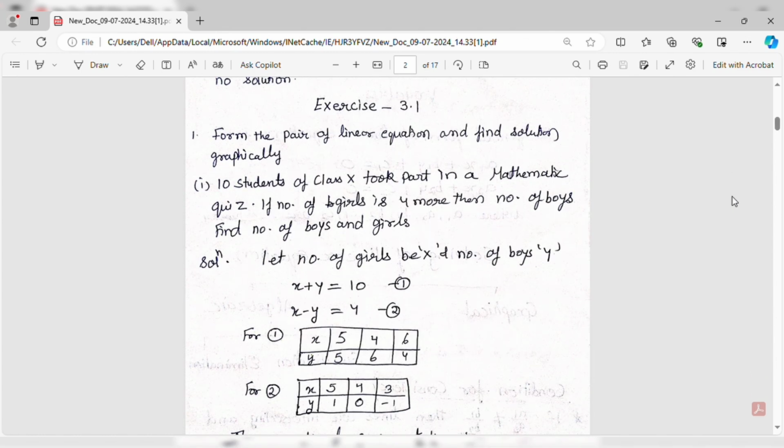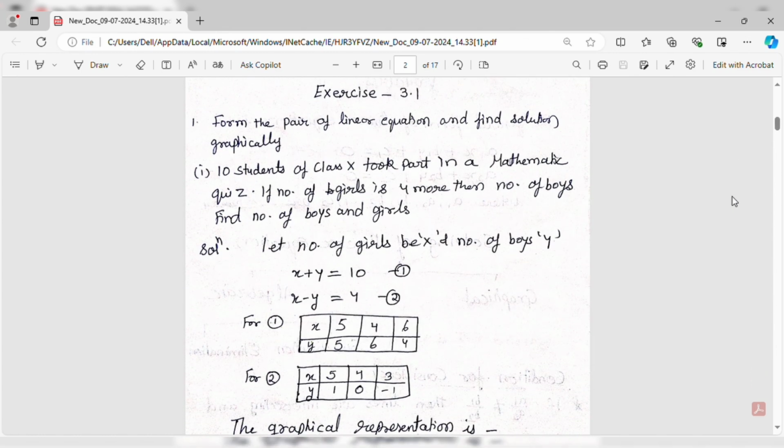Coming to the first exercise, Exercise 3.1. The first question is: form the pair of linear equations and find the solution graphically. Here we will solve these equations graphically. First we have to frame the equations and then we will solve. If the framing of the equations is not correct or if there is any glitch in it, then you will not get the solution correct also.